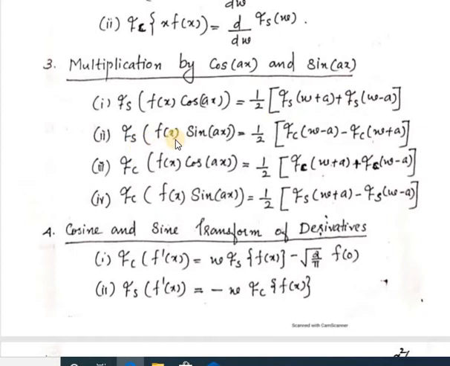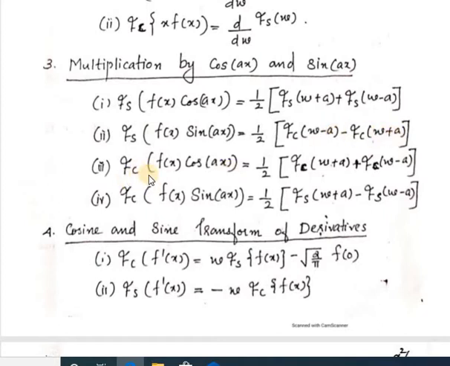And the Fourier sine transform of f(x) sin ax is as follows. If we want to find the Fourier sine transform of a given function together with a sine term, first we have to find the Fourier cosine transform of this function, then replace here ω by ω − a and here ω by ω + a, subtract the terms and divide by 2. So if the question is to find the Fourier sine transform of a function with a sine, we have to find the corresponding cosine transform and replace ω by ω − a and ω + a.